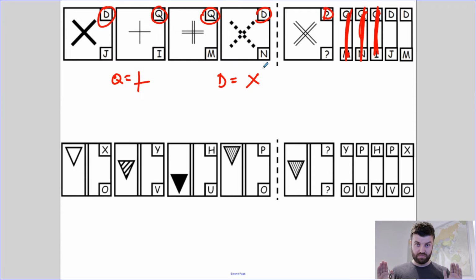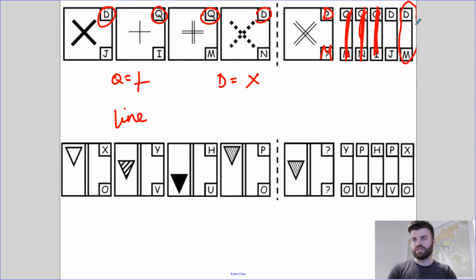They're all different. So we're going to ask ourselves the question, what is different about all of those shapes? And the only thing that's different is the actual line itself. So the bottom letter is the line itself. J is a bold line, I is a thin line, M is a double line, and N is a dotted line. And ours matches with M, which is a double line. So I'm going to say DM, I'm going to circle that, final answer.